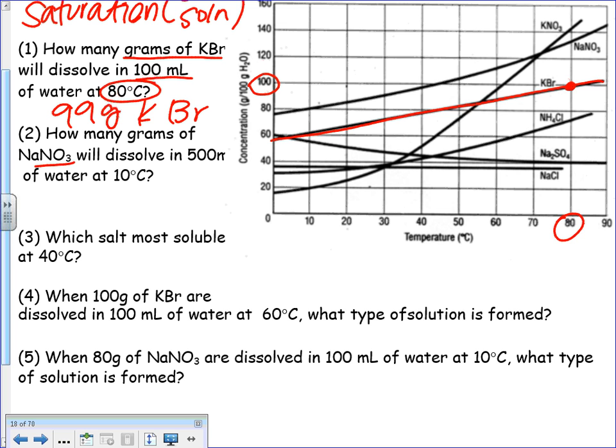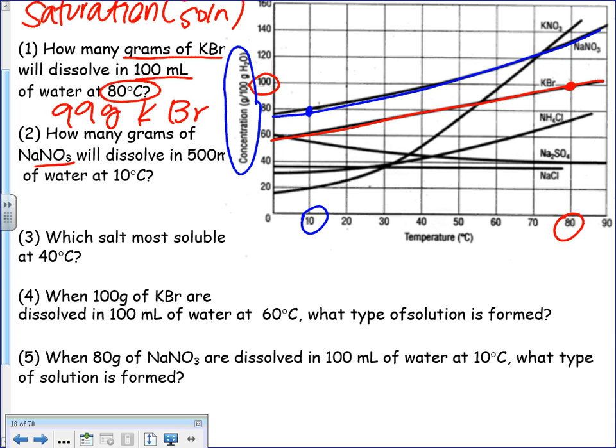What'd you guys get for 2? Any takers? So I'm going to use my graph here. Is it this one? Okay, so at 10 degrees Celsius, it's about 80, right? But that's 80 in how many milliliters of water? Right, that's only in 100 grams or 100 milliliters of water. So you got 80 in 100 milliliters of water.